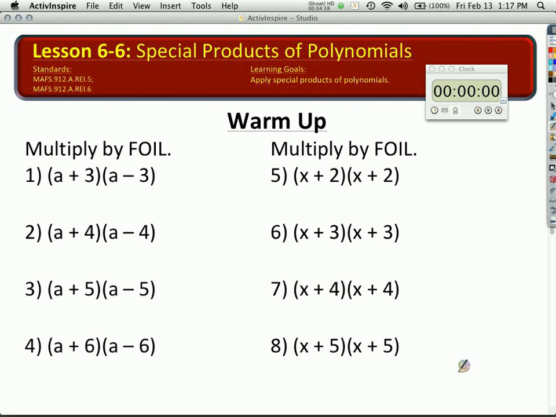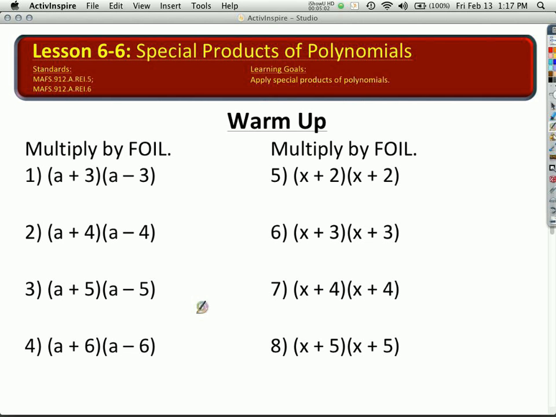Okay, good afternoon. Please put your pencils down and pick up your colored pens. Let's see how we did with foiling. So stay on your toes. You call on your number and tell me what you got for the question.